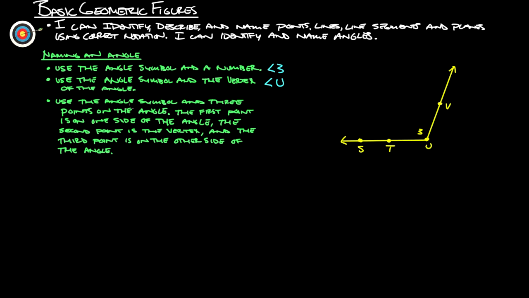Another way to do it is you can use the angle symbol. I know this is a lot here, but it'll make sense once we get through this. You can use the angle symbol and 3 points on the angle. The first point is on one side of the angle. The second point has to be the vertex, and then the third point is on the other side of the angle. So for example, on this one, we could name this angle SUV. The first letter is a point on one of the sides. The second letter, that U there, always has to be the vertex. And then V is on the other side.